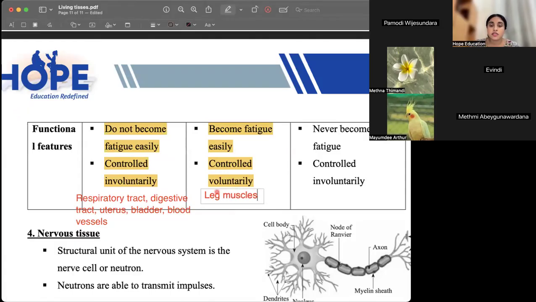Leg muscles, bicep and tricep muscles, then facial muscles. Any place where you can control, right? That is where skeletal muscle tissues are found.